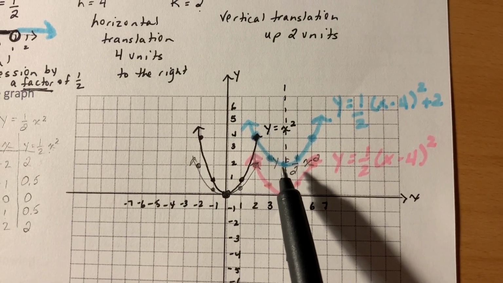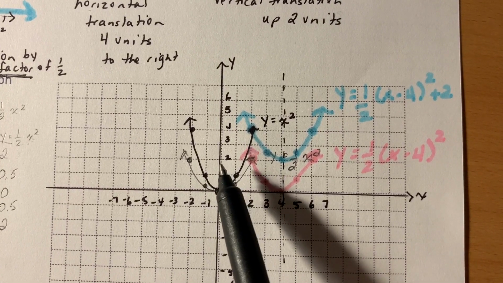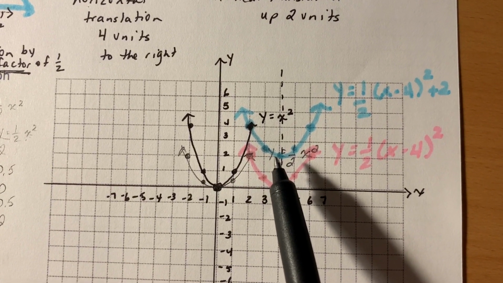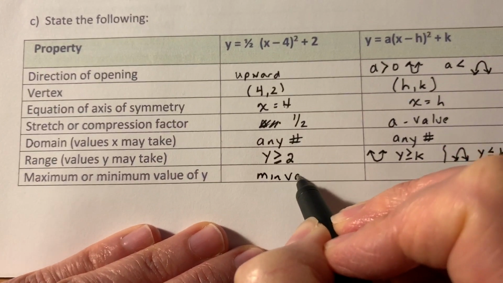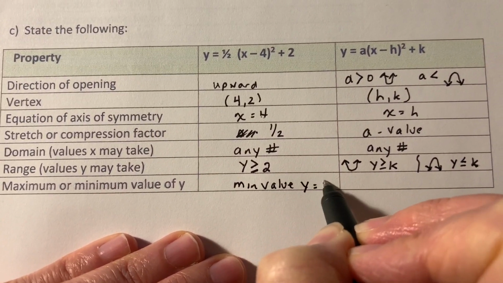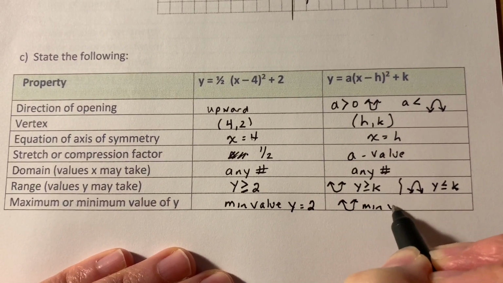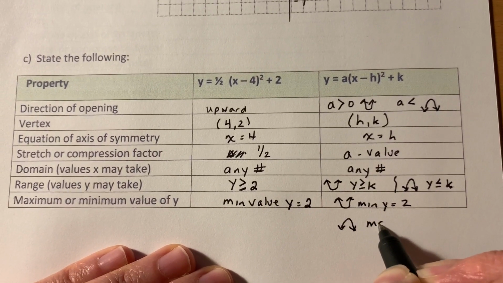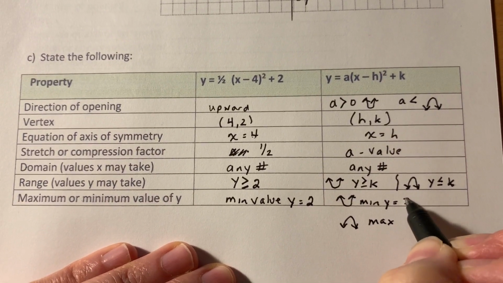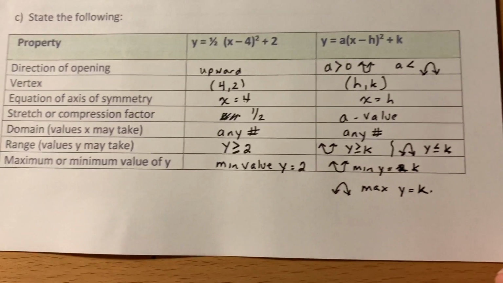Is this value for y the greatest y value, maximum, or is it the lowest y value, minimum? It's the minimum, right? So I'm going to say minimum value y equals 2. And again, every time it opens upward, it's a minimum, y equals 2. If it opened downward, it's a maximum. Not equals 2, equals k. Y equals k. And there you have it.